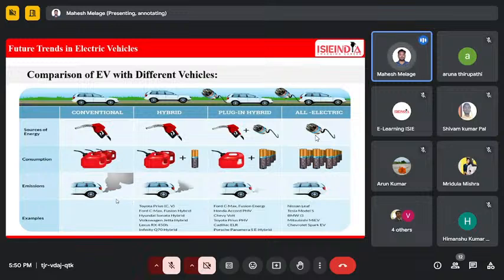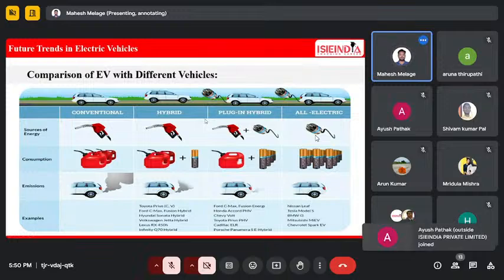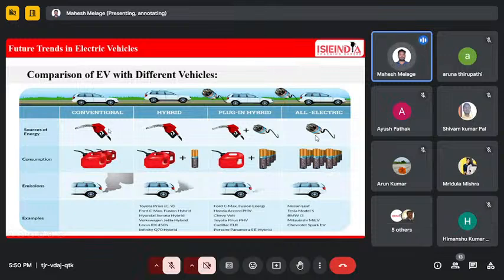So this is the comparison of the different types of electric vehicle. First one is the conventional vehicle. Next is a hybrid electric vehicle. Next is a plug-in hybrid electric vehicle, and the last one is the all electric vehicle. You can see in the picture, this is the IC engine vehicle. It operates only on fuel, petrol or diesel. It emits CO2 gases, which are also harmful to the environment.